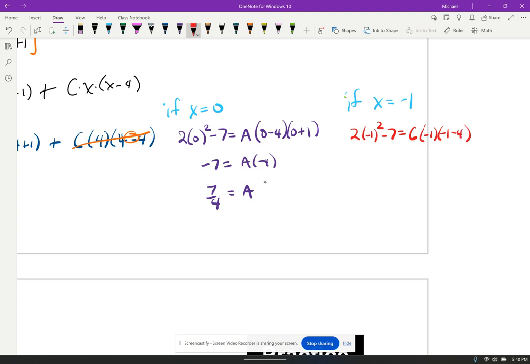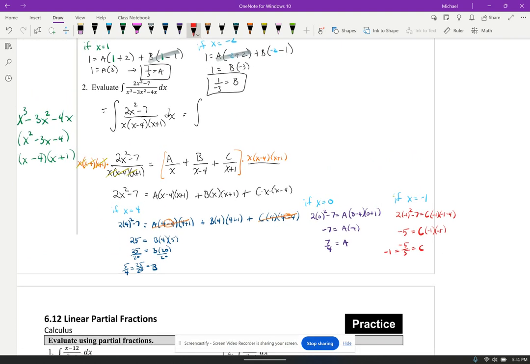So if I do this calculation, negative 1 squared is positive 1 times 2. That's negative 5. If I subtract 7, and then on this side, that's negative 1 times negative 5. That's not 6. That's a c, senor. That's a c. Negative 1 times negative 5. That's positive 5. And if I divide both sides by positive 5, I'm going to get that c equals negative 1. All right. Why were we even doing that?